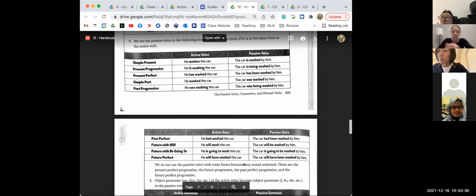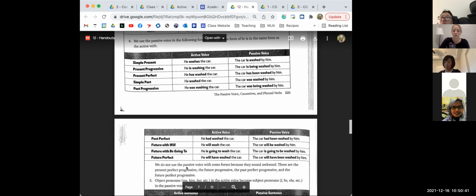We did study the simple future with will and be going to back in our basic grammar class, and we can use the passive with both of those forms of the future. The car will be washed by him. The car is going to be washed by him. The future perfect we haven't studied yet, but we can also create that with the passive. The car will have been washed by him.